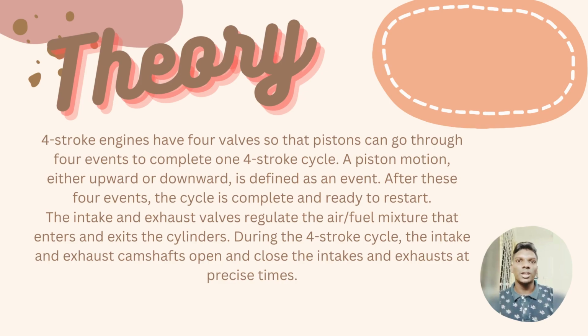The theory of internal combustion engine: four-stroke engines have four valves so that the piston can go through four events to complete one four-stroke cycle. A piston motion, either upward or downward, is defined as an event. After these four events, the cycle is complete and ready to restart. The intake and exhaust valves regulate the air or fuel mixture that enters and exits the cylinders. During the four-stroke cycle, the intake and exhaust camshafts open and close the intake and exhaust valves at precise times.